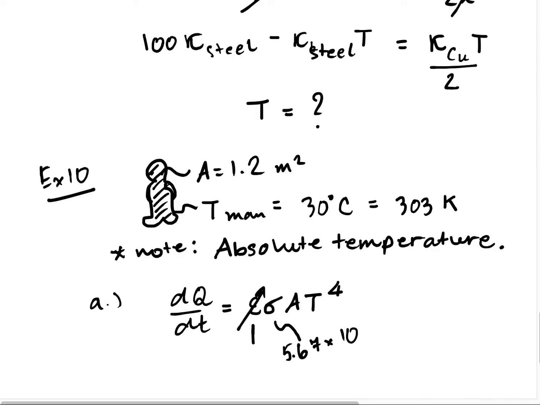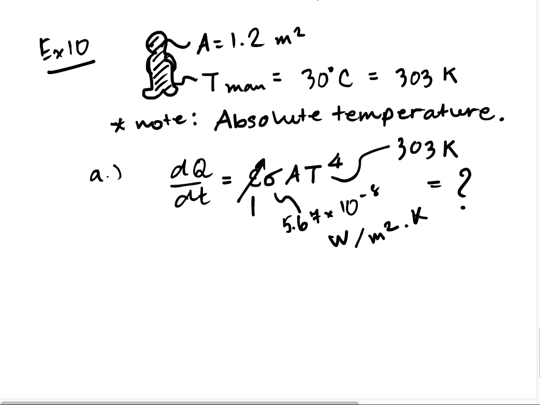So it is a constant of 5.67 times 10 to the minus 8. The unit is quite difficult: watt per meter squared per Kelvin to the 4. And for the temperature here, you need to use 303 Kelvin. In this case, you should be able to find the radiation rate from the human.